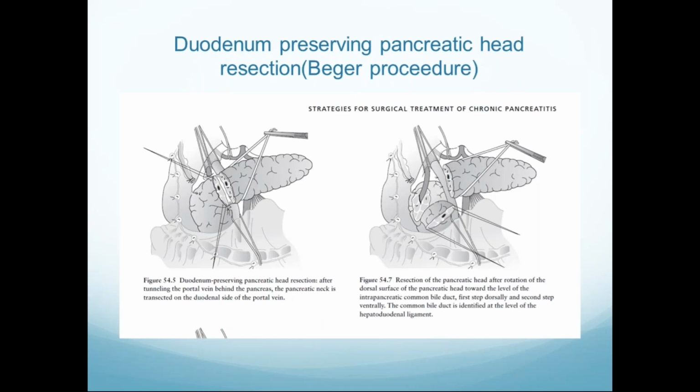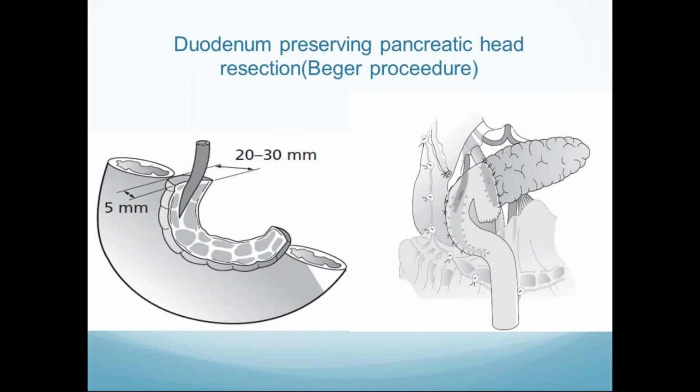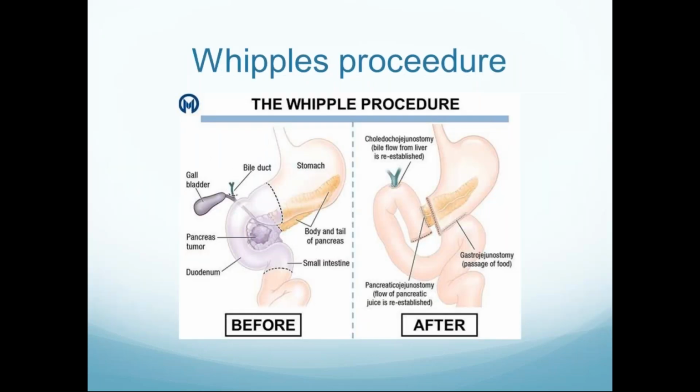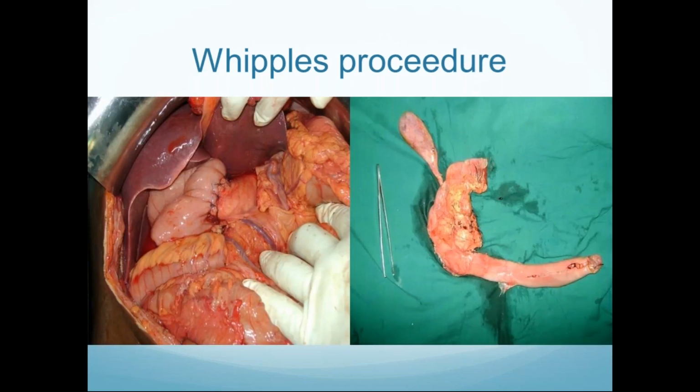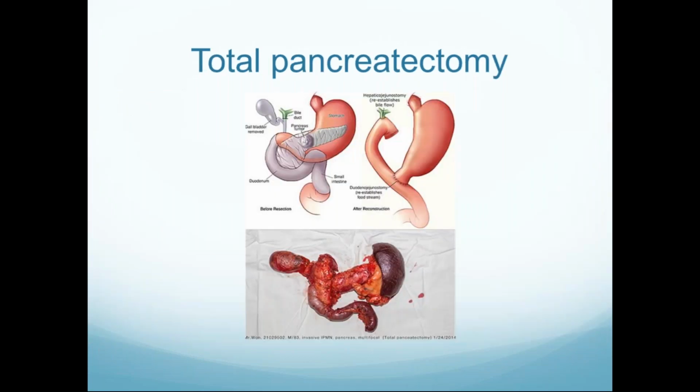So duodenum-preserving pancreatic head resection. This is the Beger procedure. Yeah, this is Whipple's procedure. This is the famous procedure where we go for different types of resection, that is intestine, pancreas, and the bile duct. Part of the gallbladder is also removed. This is the resected part in Whipple's procedure. Total pancreatectomy is removing the total pancreas when it is completely destroyed, along with the spleen.